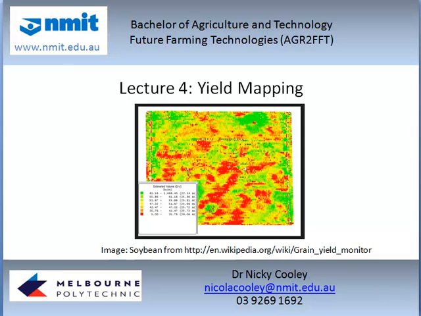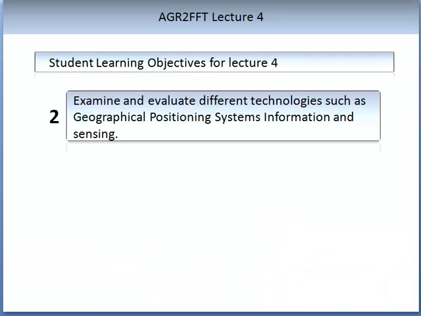The image on the screen shows a yield map of soybeans. The topics covered in Lecture 4 are part of Student Learning Objective number 2, where you will examine and evaluate different technologies such as GPS systems and sensing.